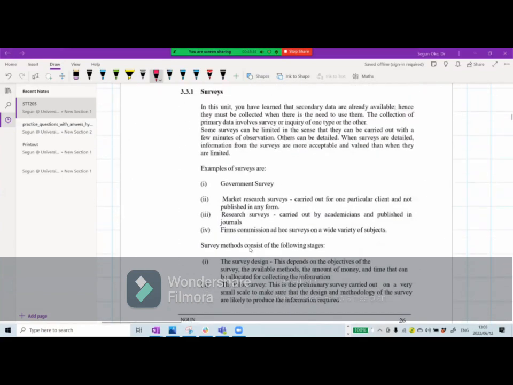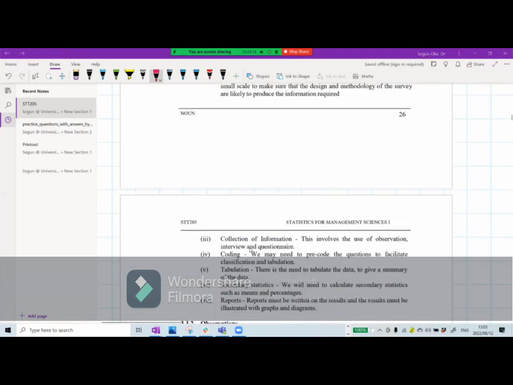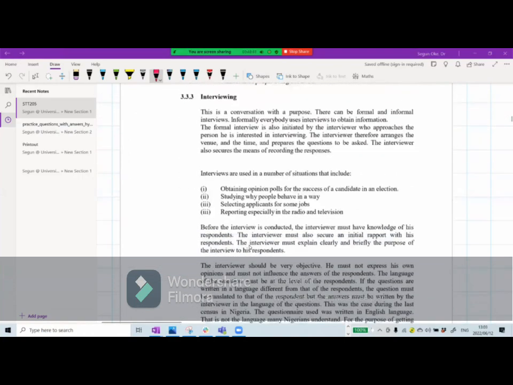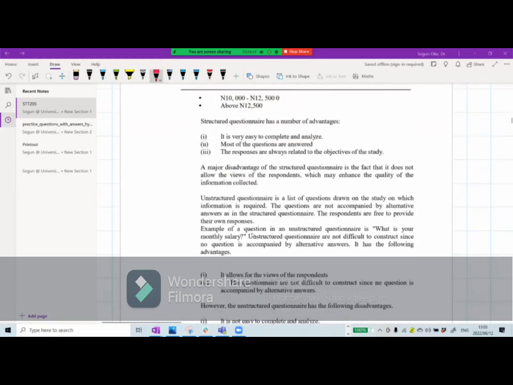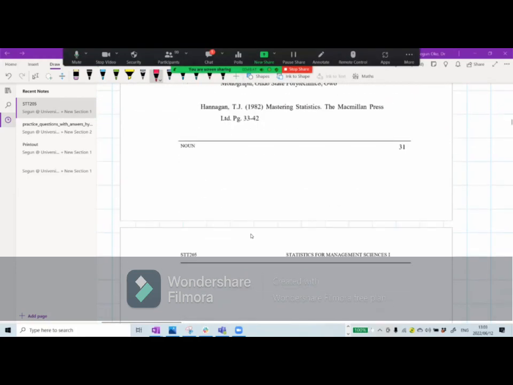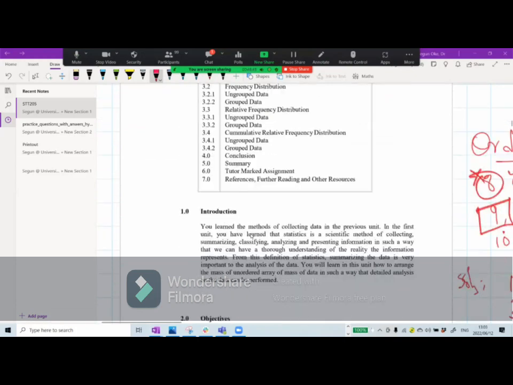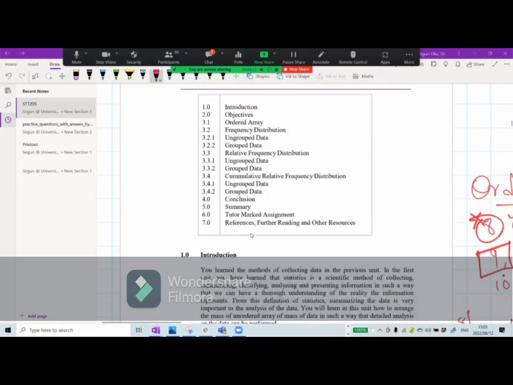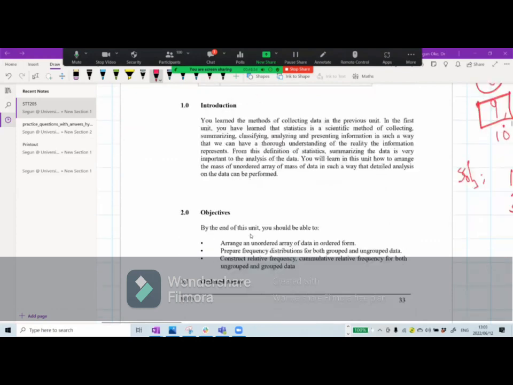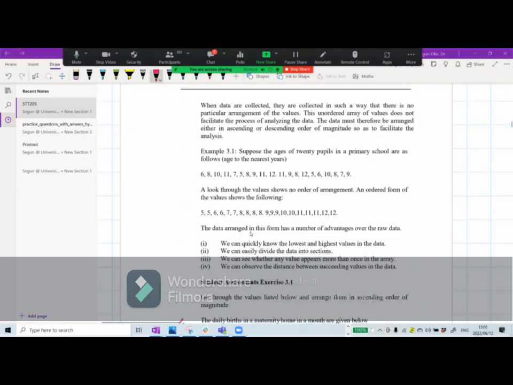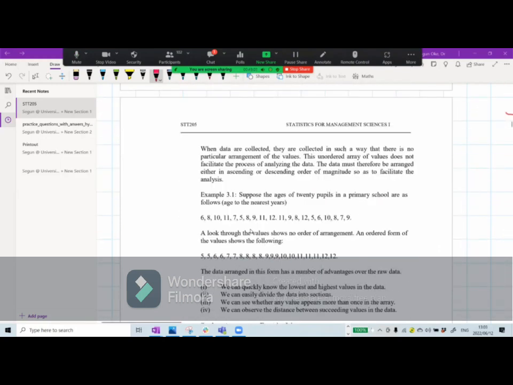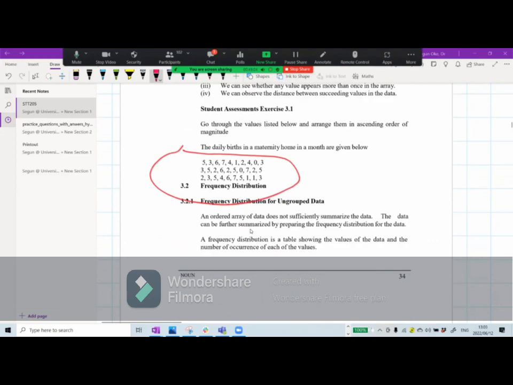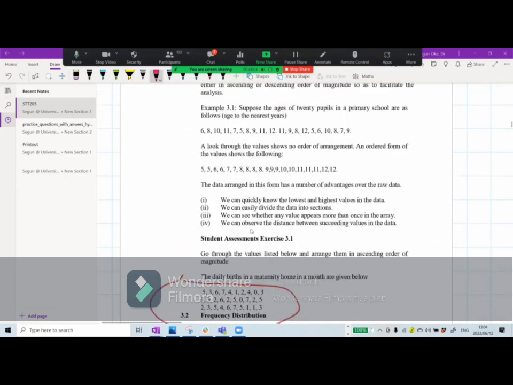The answer is ordered array. Okay, now let's go. It's there in our book. I don't need to tell you the page. If you are conversant with your book, you should know. Don't ask me that silly question. If you have your paper with you, if you are the type that reads often, you will know.